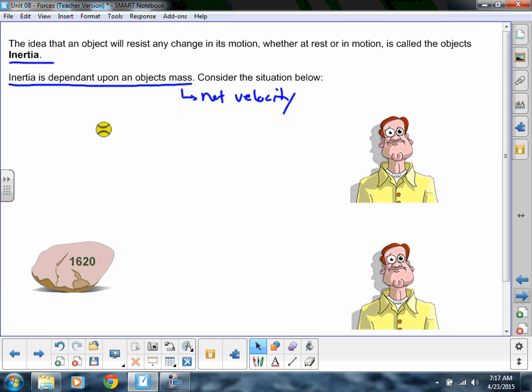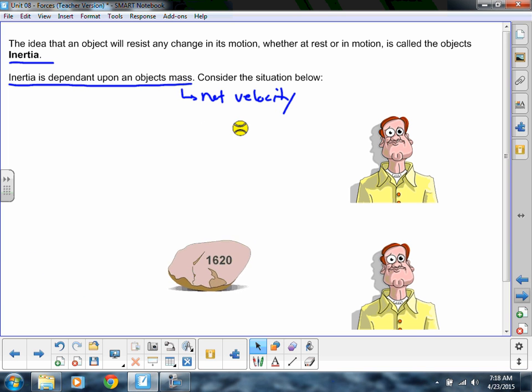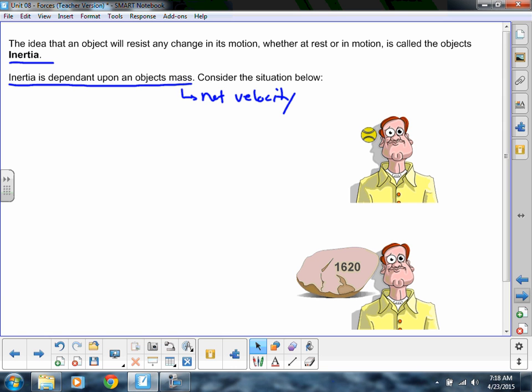So, if we consider the situation here, we've got a tennis ball and we've got a giant rock. It's actually the Rock of Gibraltar, which is why it says 1620 on it. But if we take these two objects and toss them at somebody and they're going to get bonked with it, well, which one is going to be easier to stop? The tennis ball. Tennis ball might hit you in the head. It might not feel very good, but you're going to be able to stop the tennis ball. You get this giant boulder thrown at you, you're not going to be able to stop the boulder. It'd be no different than if we took the 16-pound bowling ball and threw it at somebody. You're probably not going to be able to catch it and not be moved by it somehow.